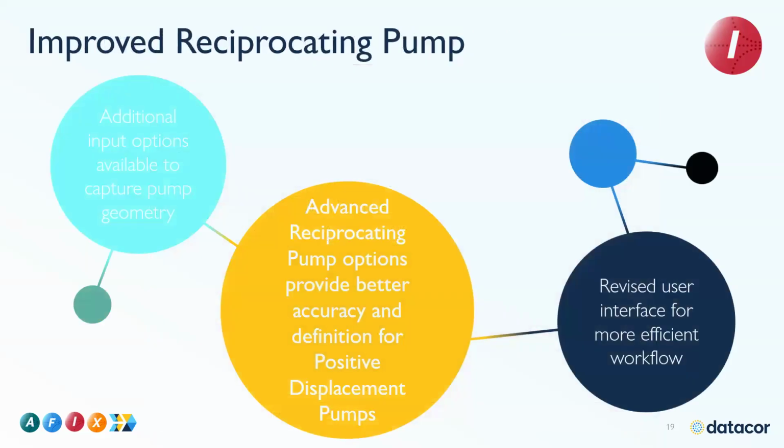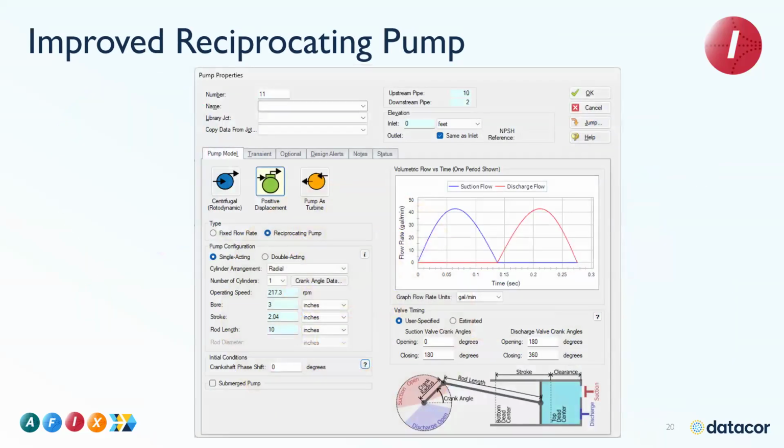Our next item for Impulse is the improved reciprocating pump, where we've added advanced reciprocating pump options to provide better accuracy and definition for positive displacement pumps. In the pump properties window, you will see that when you select positive displacement pump, there's now an option for reciprocating pump.